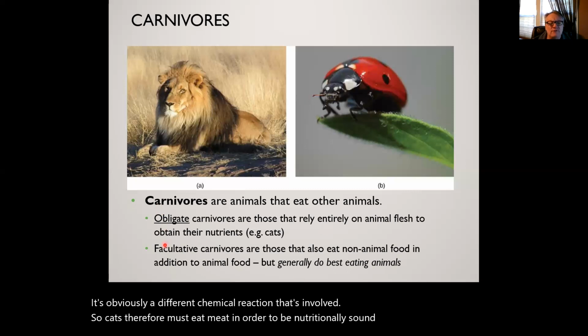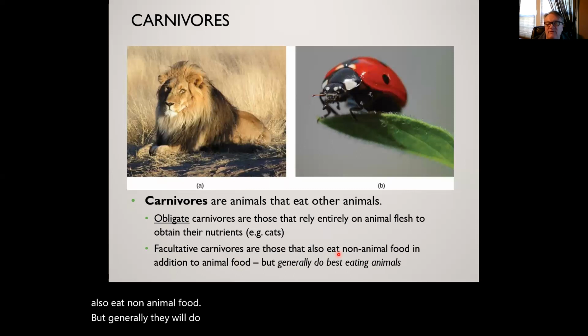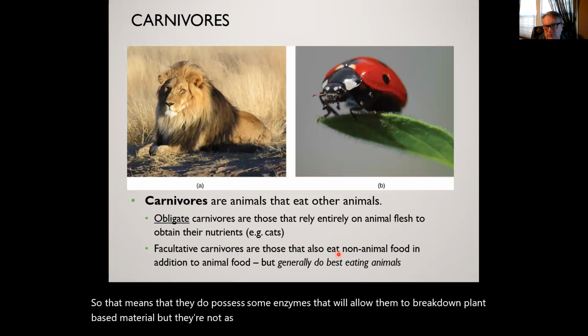Another term that goes along with carnivores is facultative carnivore, or those that will, in addition to animal food, also eat non-animal food. But generally, they will do the best if they're eating animal flesh. So that means that they do possess some enzymes that will allow them to break down plant-based material, but they're not as efficient as an herbivore would be. And so they're still going to be doing better if they are eating animal flesh.